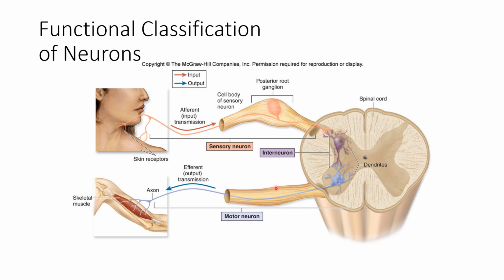These, by the way, are nerves. Nerves are a bundle of axons. So this right here is one nerve. If you open that one nerve, you're not just going to find one axon, you're going to find a bundle of them.